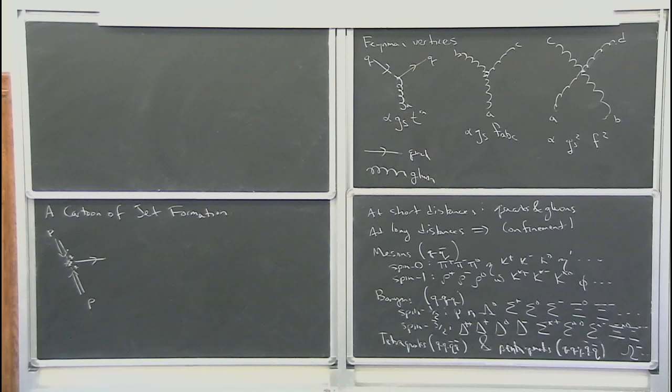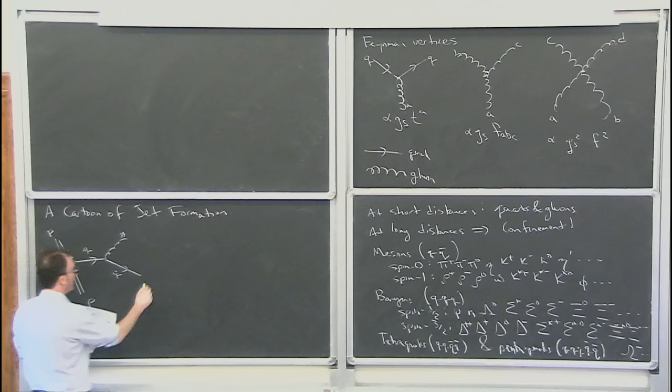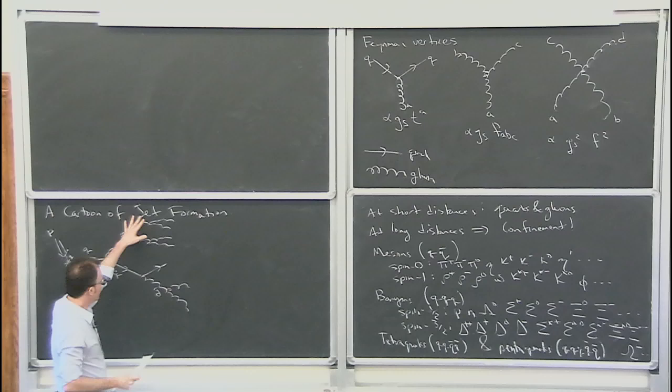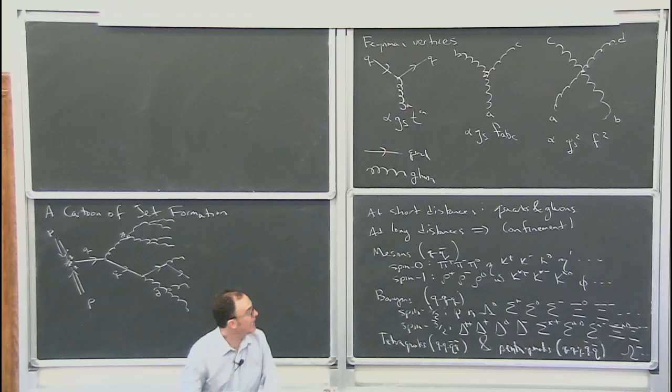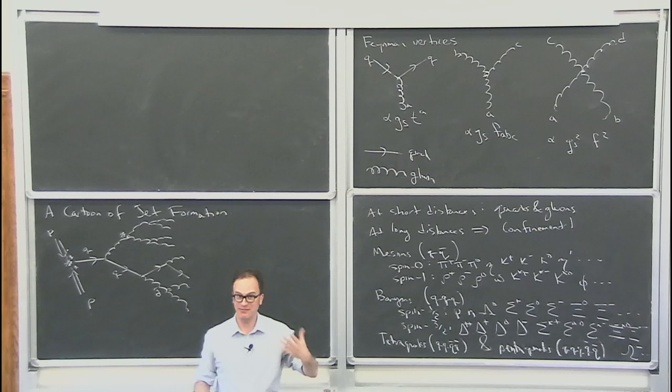And what I can have is, perturbatively, that quark radiate off, let's say, a gluon. And perturbatively, I can have this quark radiate off another gluon. And maybe this gluon splits. And all of this dynamics here is described in perturbation theory. And the formation of a jet is really a perturbative phenomenon. It's not restricted just to QCD. QED also, with, let's say, electrons emitting photons, would also create jet-like sprays.